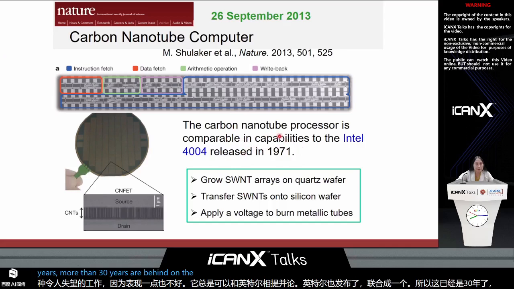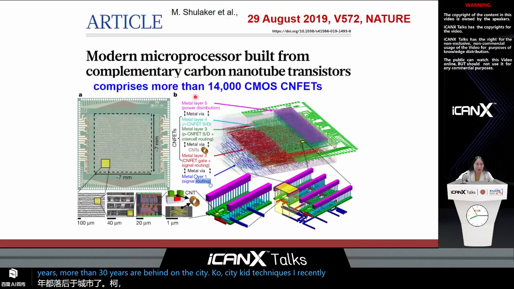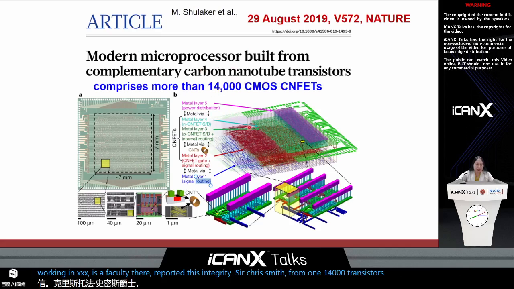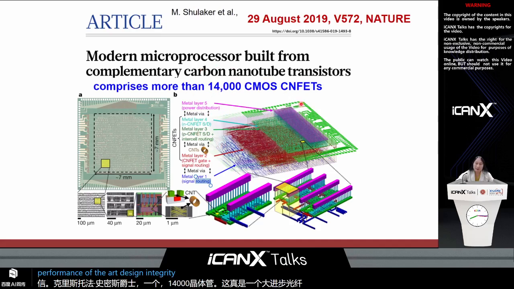Recently, the same author, Dr. Schulacher, who is now working at MIT as a faculty member there, reported integrated circuits made from 14,000 transistors. It's really a big progress. However, the performance of these integrated circuits is actually not satisfying at all.